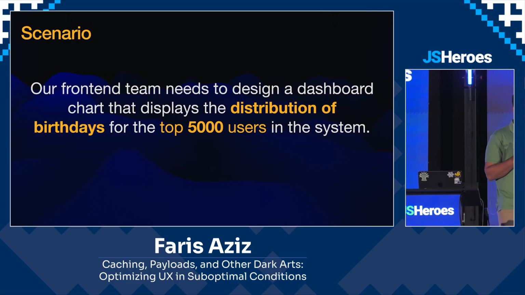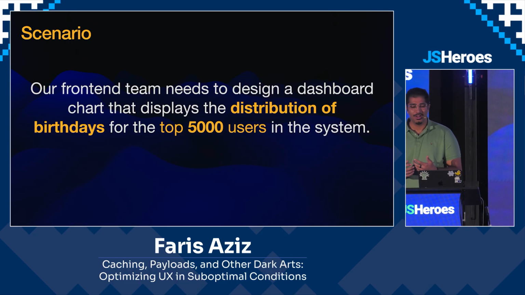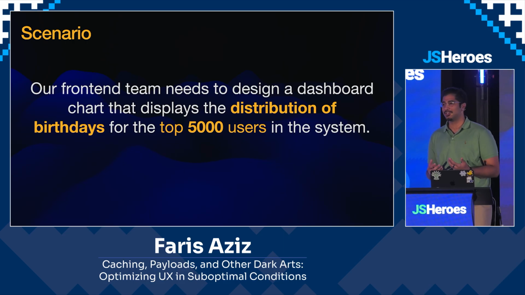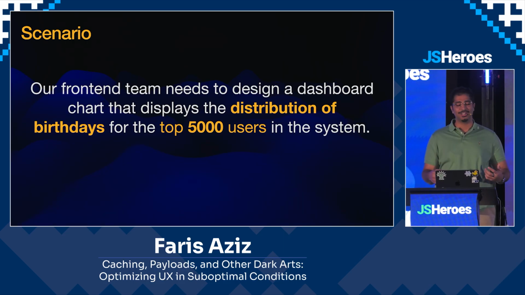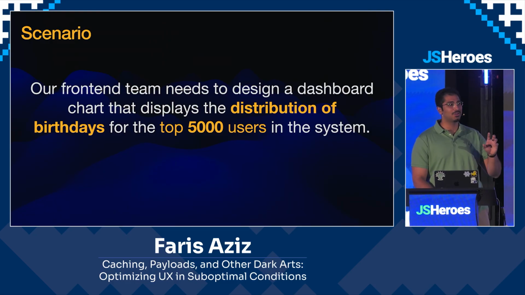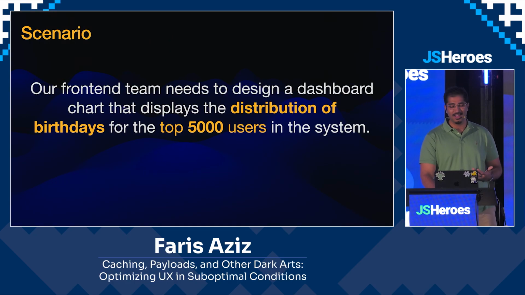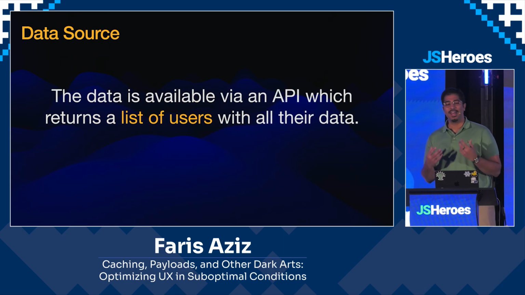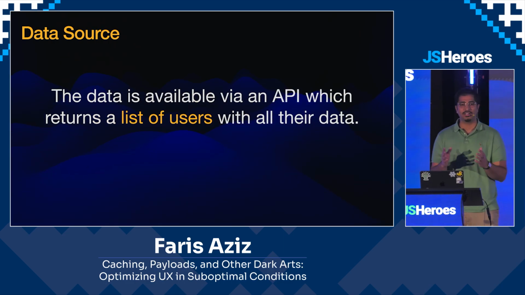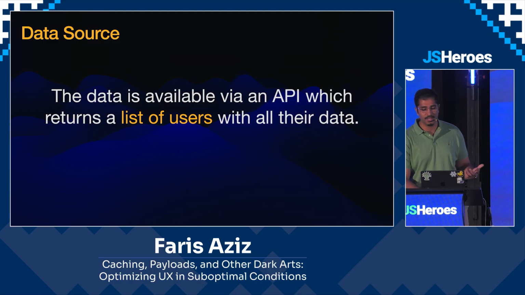needs to design a dashboard chart to display the distribution of birthdays for the top 5,000 users in our system. This is the Jira ticket that we have. It's wonderfully described. I'm not going to go through all the acceptance criteria, but what I will do is talk about sources of data and the limitations. Then everything comes with constraints. So the source of data is available via an API that returns a list of users and all their data. Fantastic. You'll have birthdays in there and you got a bunch of user information.